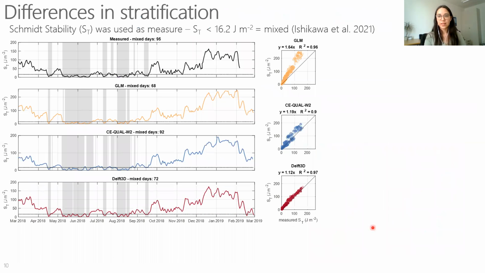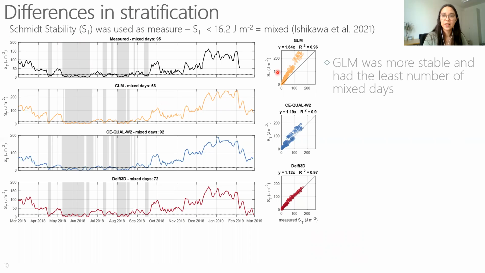Then we also want to look at the stratification not only in temperatures, and we use Schmidt stability as a metric, and also to define mixed days with this threshold. So we have here Schmidt stability over time for the measured data and for the three models. And the gray background marks the mixed days counted here.